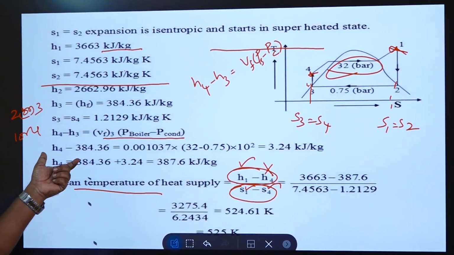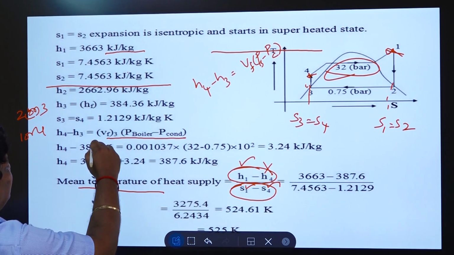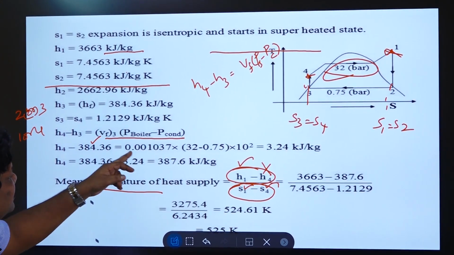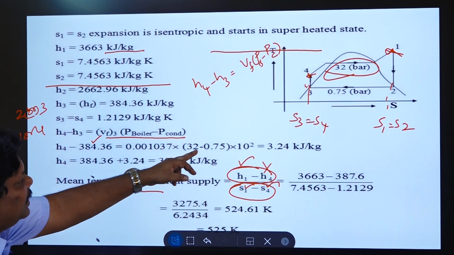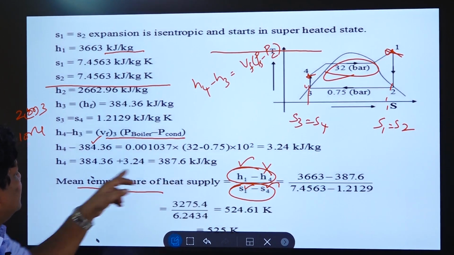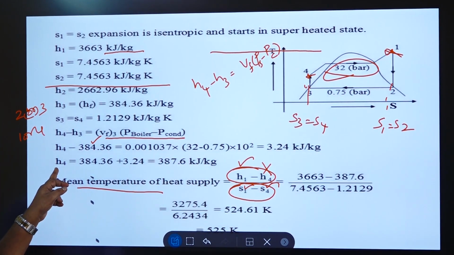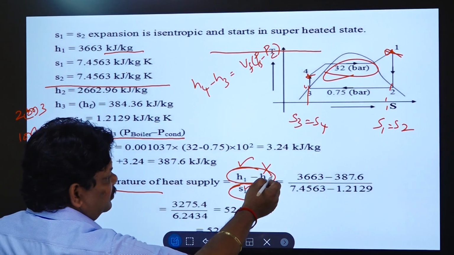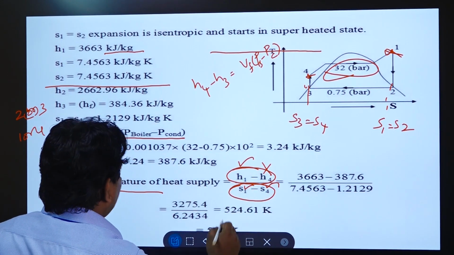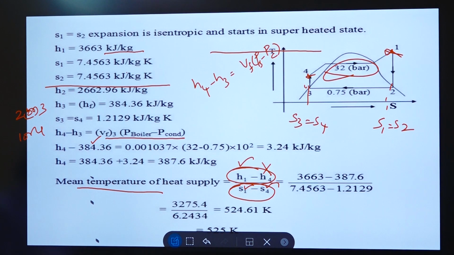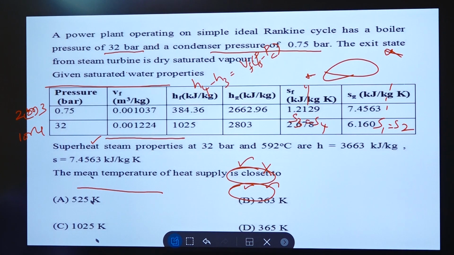You know the value of H3 which is given to you. Vf is also given, and the pressure of the boiler and the pressure of the condenser are given. So you can easily find the value of H4. Substitute the value of H4 here and you can get the result. The mean temperature of the heat supply is around 525, around 525 Kelvin. So this is the answer.